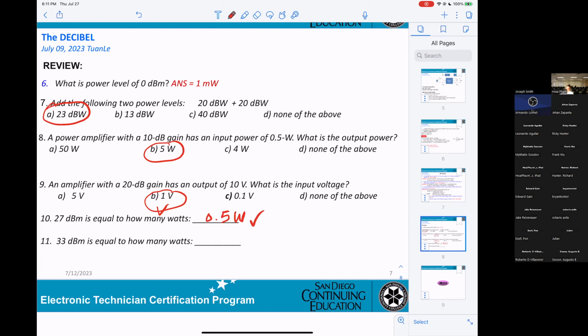11. 1.9, 2 watts. It is 1.9 something, that would be okay. Yeah, 2 volts, 2 watts. Okay, that's correct.